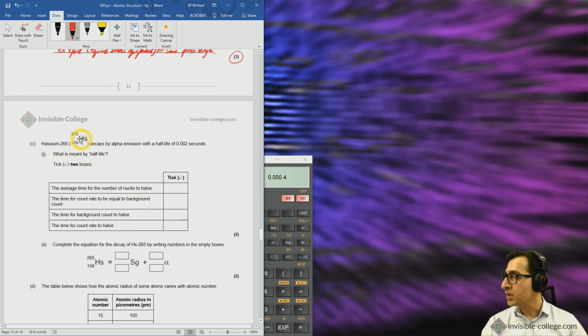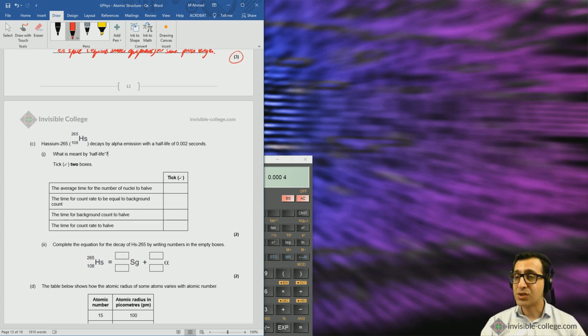So, Hassium-265 decays by alpha emission with a half-life of 0.002 seconds. What is meant by half-life? So tick 2 boxes. So the average time for the number of nuclei to halve, the time for the count rate to be equal to the background count, the time for the background count to halve, or the time for the count rate to halve.